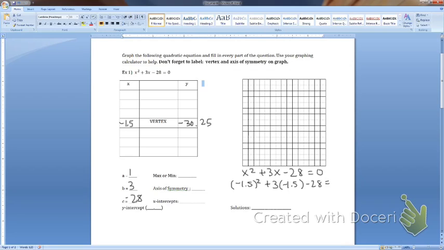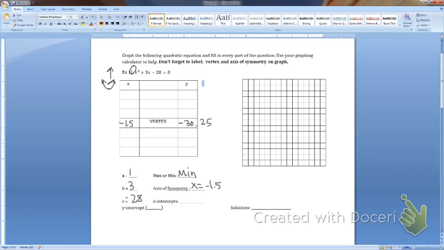Okay, so if we know that the vertex is negative 1.5 and negative 30.25, that's going to be kind of hard to graph, right? So before we begin graphing, let's first of all determine what our axis of symmetry is here. X equals negative 1.5, right? Because it comes from the first coordinate of our vertex. Is this going to have a min or maximum? Well, we remember if a is positive, then it opens up. And if it opens up, then it has a minimum. Okay, so we're going to write that it has a minimum.